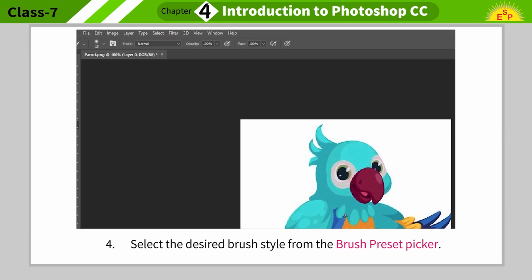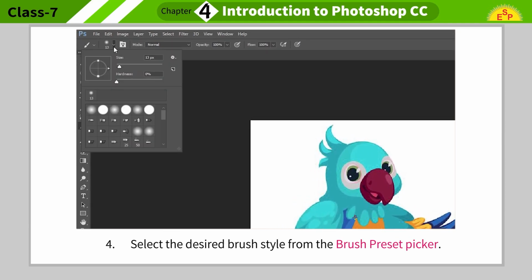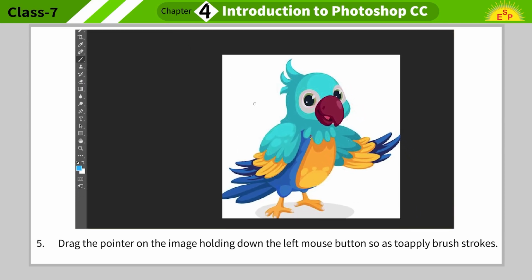Step 4. Select the desired brush style from the Brush Preset Picker. Step 5. Drag the pointer on the image holding down the left mouse button so as to apply brush strokes.